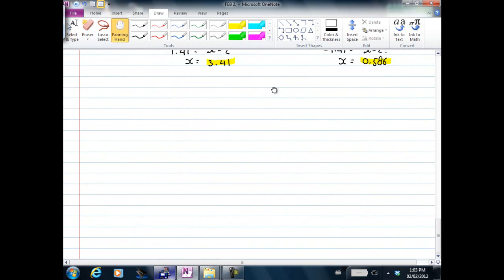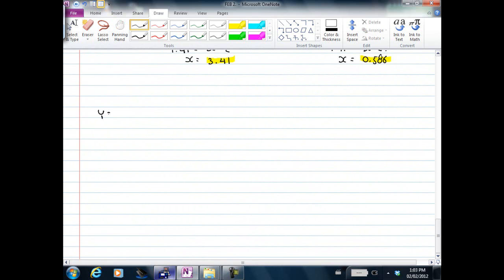Try this one. y equals negative 3, open bracket, x plus 4, close bracket squared, minus 6. I'm going to ask you to do a few things. A, I'm looking for the y-intercept. B, I'm looking for the x-intercept. C, I'm looking for your vertex. And finally, D, I'm looking for your sketch based on all this information.